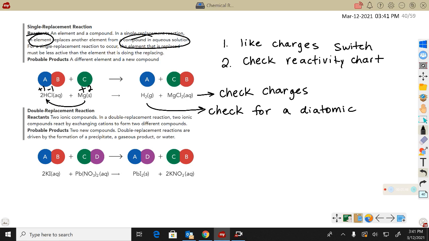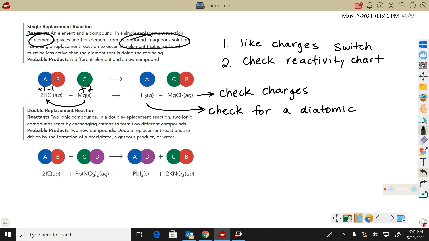The way to see the single replacement jump off the page though is that when you write the formula for your reactants, you're going to have a single element and a compound. Then the work begins. I got to check all the charges on the reactants. And then once I know who's going to switch, I got to check the chart to see if that is even an option. My single element needs to be more reactive than the one it's going to switch with.